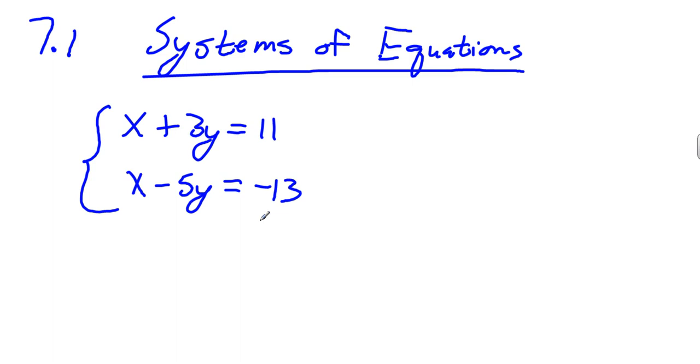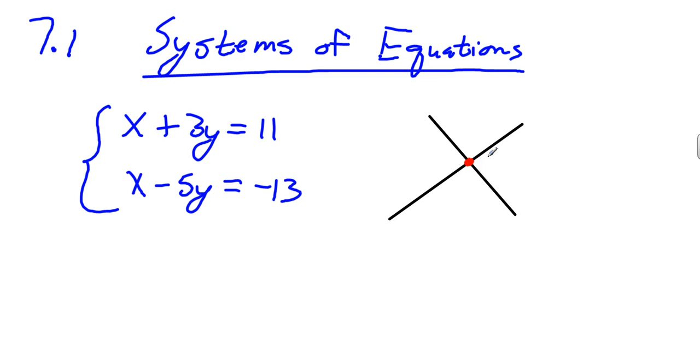The very first thing to get in your mind is what we're looking at. If we did graph these, there are two lines, and you're trying to figure out where these two lines would cross. You're trying to figure out what this point of intersection would be. So you're looking for an ordered pair where the two lines would cross.